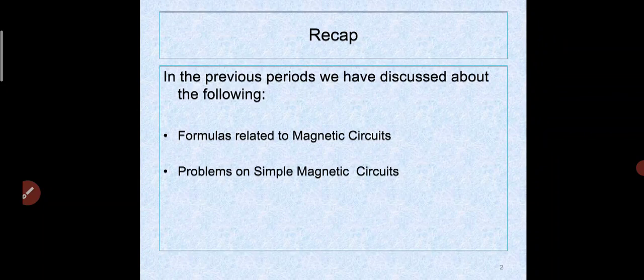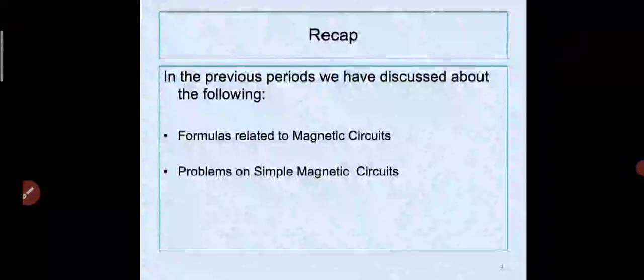Recap. In the previous periods, we have discussed the following. First one is formulas related to magnetic circuits. Next one is problems on simple magnetic circuits.